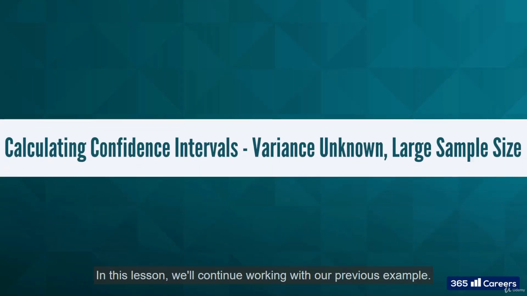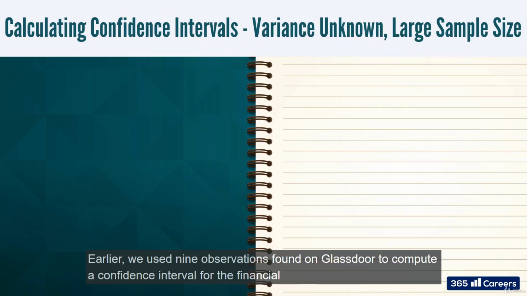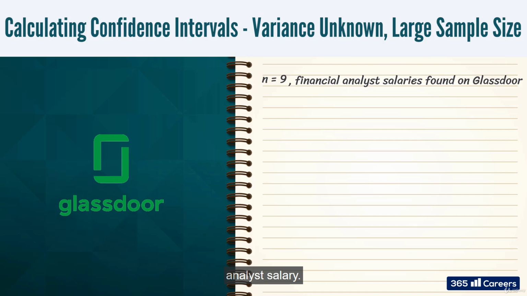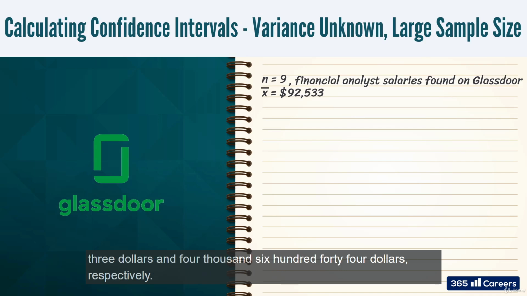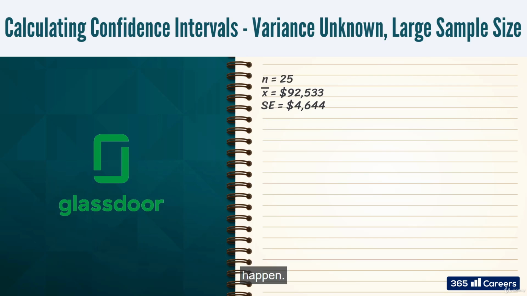In this lesson, we'll continue working with our previous example. Earlier, we used 9 observations found on Glassdoor to compute a confidence interval for the financial analyst salary. Here, we'll use the exact same sample mean and standard error, $92,533 and $4,644 respectively. However, let's change the number of sample observations from 9 to 25 and see what will happen.